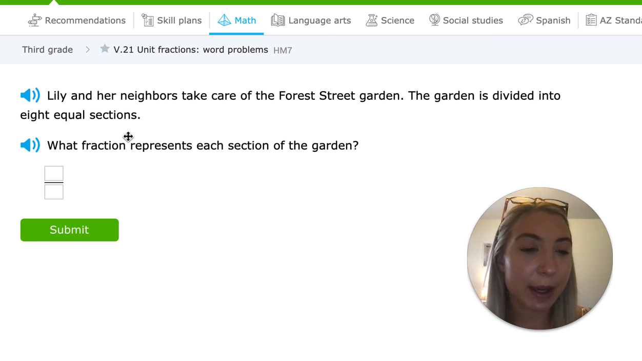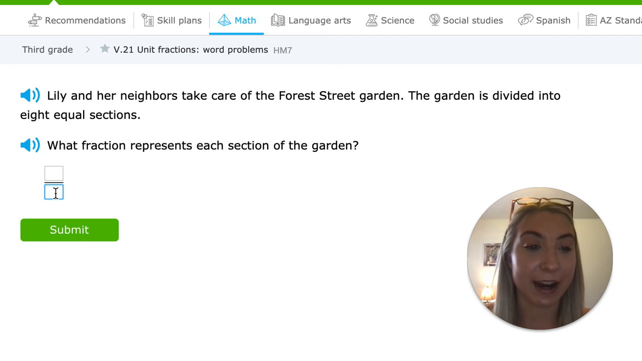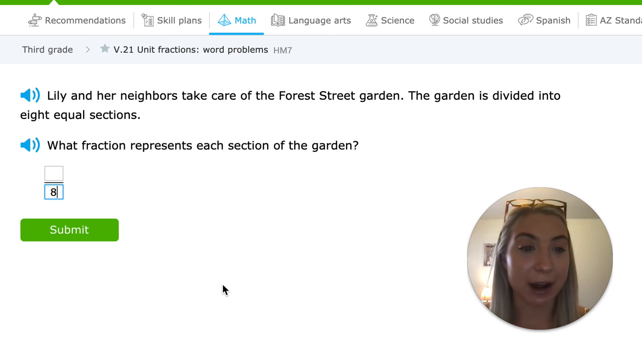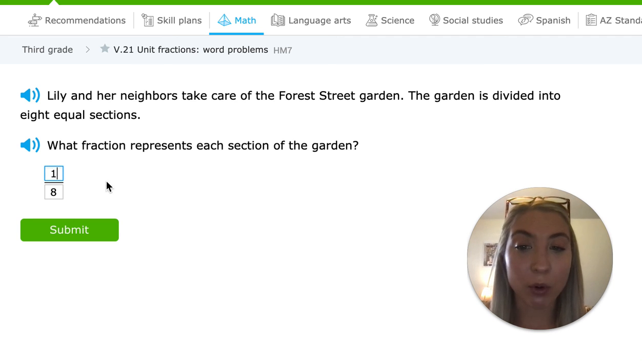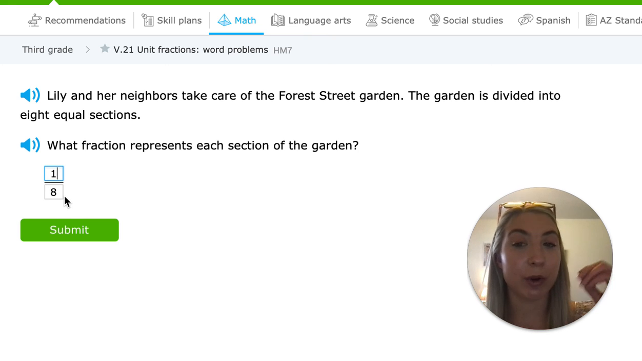So the first thing we can find if we want is the denominator, the bottom number, how many total equal parts the whole is divided into. So the garden is divided into 8 equal parts. So that would be our denominator. It's the whole garden is divided into 8 equal parts. Now we want to know what's one section of the garden. How would that be represented? Well, it'd be just the number 1 because we're talking about one part of the garden out of a total of 8 equal parts. Each section would be 1/8.